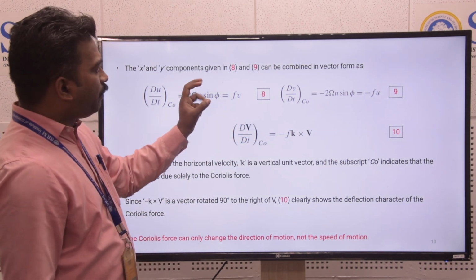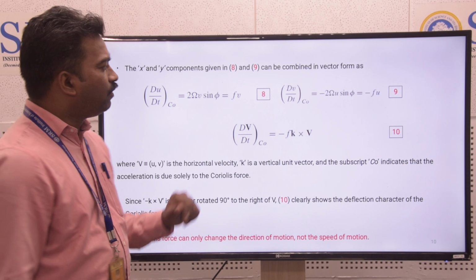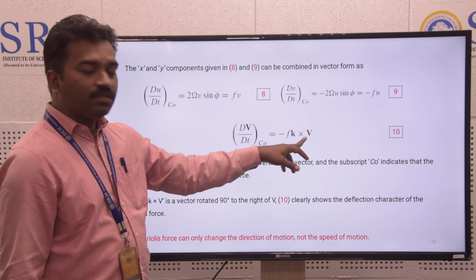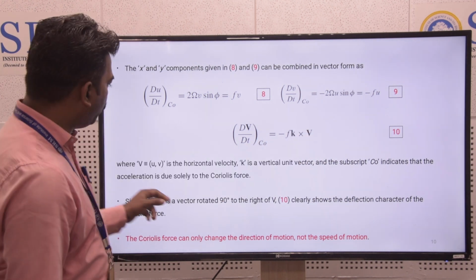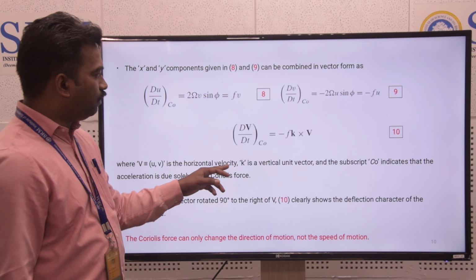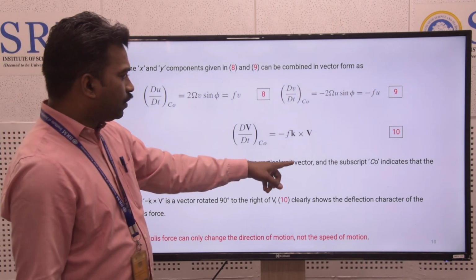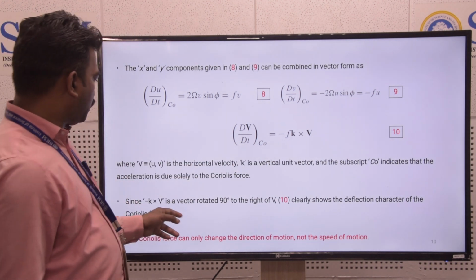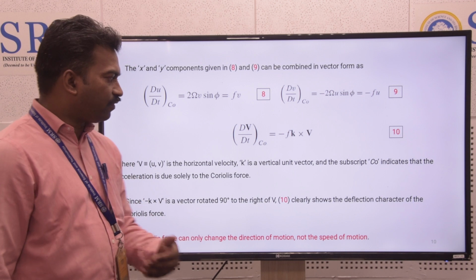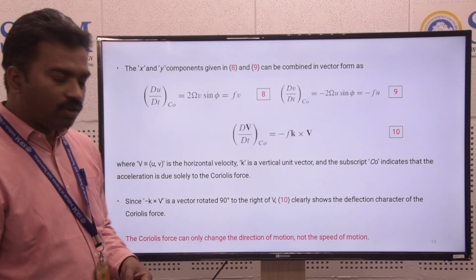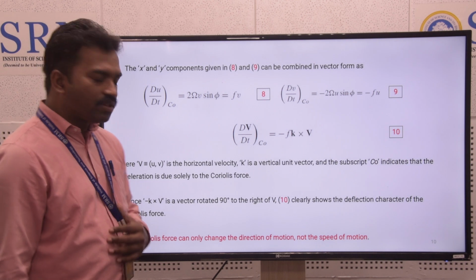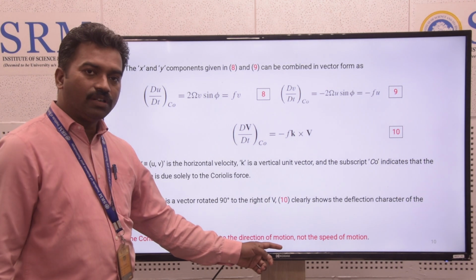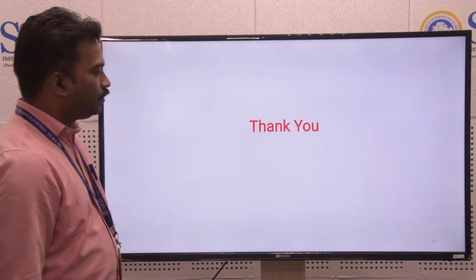Now combining these equations into vector form, we can write dv vector by dt is equal to minus f k cross v, where the v vector has u and v, the horizontal velocities. This minus f k cross v is a vector rotated 90 degrees to the right of v and shows the deflection character of the Coriolis force. From these equations we can understand that the Coriolis force can only change the direction of motion, not the speed of motion. Thank you.